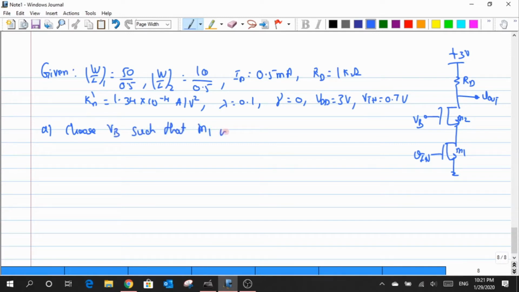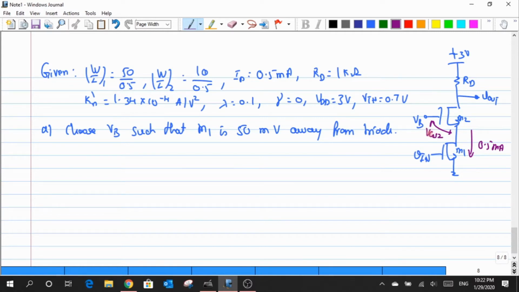Choose the value of VB such that my M1 is 50 millivolt away from triode. Now, what does it really mean? We know that the current flowing throughout the entire circuit, from VDD to the ground, is defined as 0.5 milliamperes. In order to have this current flow through the M2 transistor, we need a single value of VGS, and let me mark that value as VGS2.